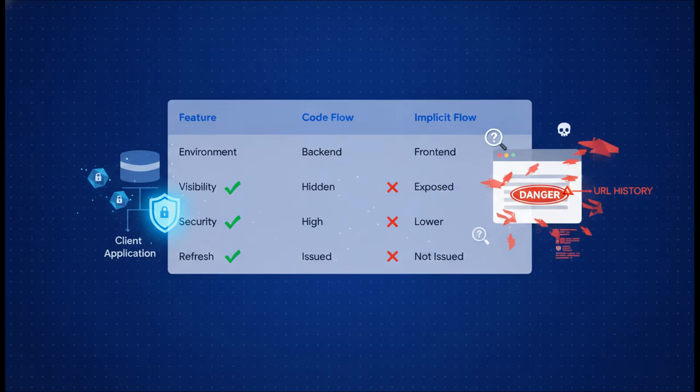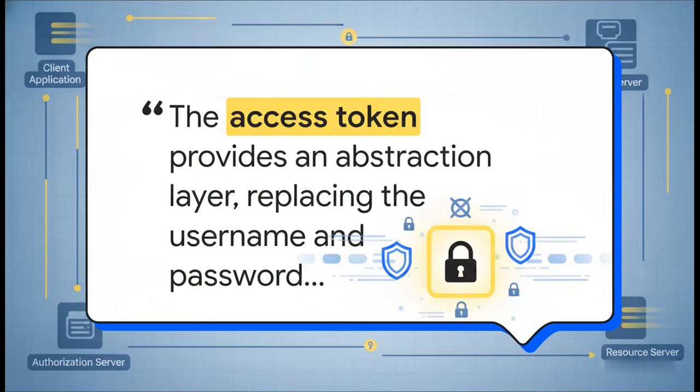The authorization code flow, however, keeps that access token securely hidden safely on the back-end server at all times. Because of that massive security advantage, modern best practices dictate that we use the authorization code flow almost exclusively. As our sources elegantly put it, the access token provides an abstraction layer, replacing the username and password with a single token understood by the resource server. And that really is the beauty of system design. By using these secure scoped tokens, we can strictly limit exactly what third parties can do with your sensitive data. Plus, we can revoke their access instantly without ever having to go in and change our master passwords.